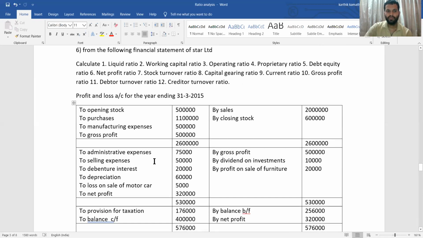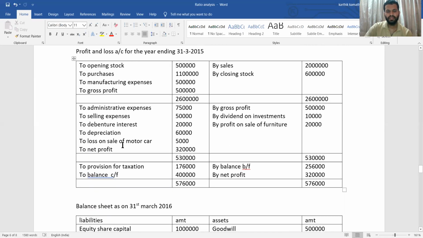So here profit and loss account and balance sheet information is given. If you see the profit and loss account: opening stock, purchases, manufacturing expenses, and gross profit. Credit side, sales and closing stock is given. Then administrative, selling, debenture interest, depreciation, loss on sale of motor car, net profit is given. Credit side, gross profit, dividend on investment, profit on sale of furniture is mentioned. Provision for taxation is also mentioned in the profit and loss account.